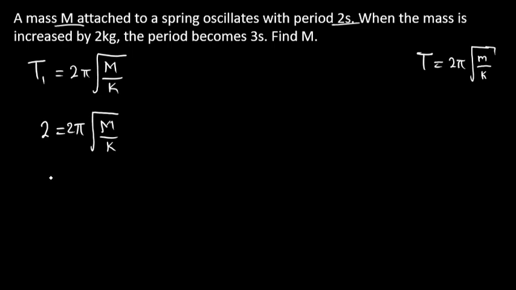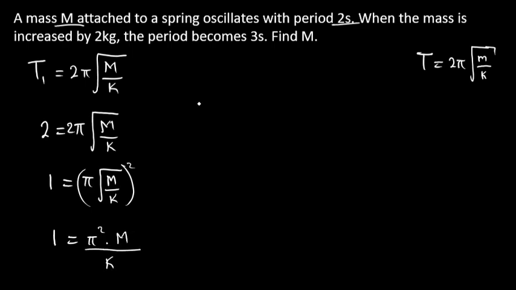The 2 can cancel, leaving us with 1 is equal to pi square root of m over k. If I square both sides, 1 squared is 1. Squaring this side will give us pi squared m, all over k, because the square root cancels. So if I cross multiply, this means that k is equal to pi squared times m. Okay, this is what I get. Now, allow me to label this as equation 1.